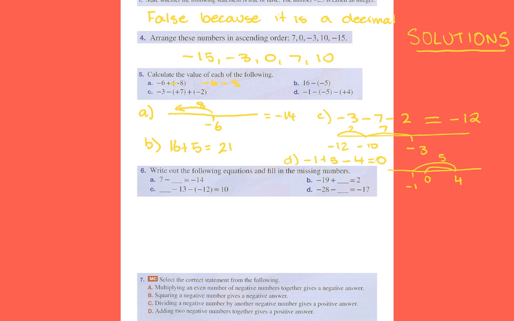And we get 0. Okay, now question 6, we don't have a lot of space here. We're going to work out a missing number to make the number sentence true.